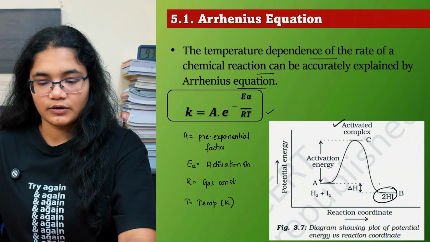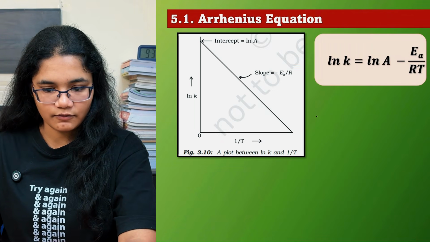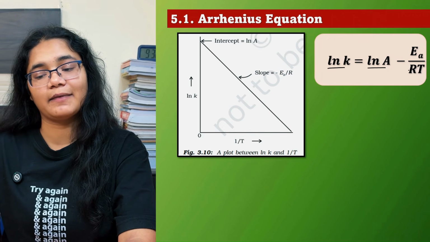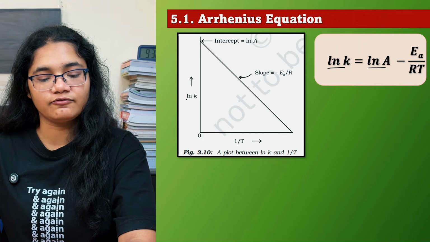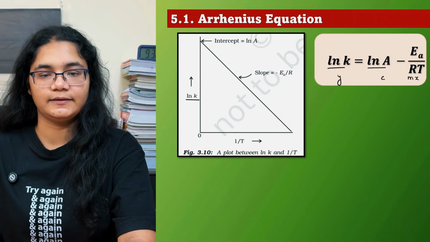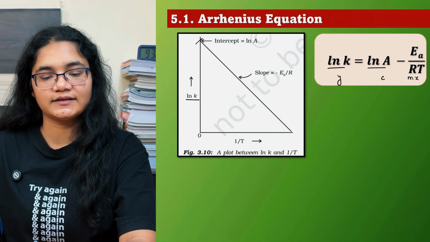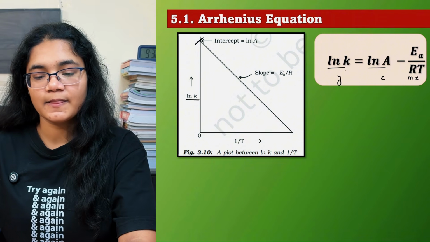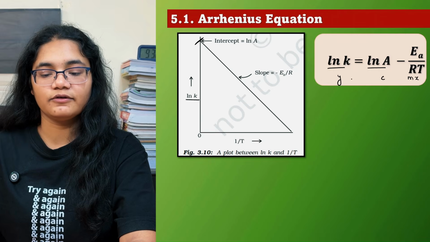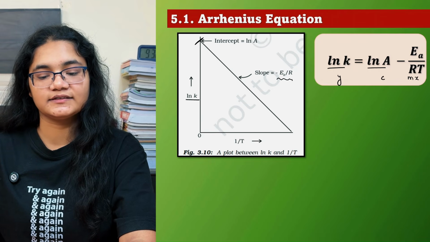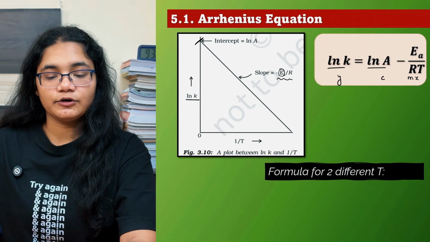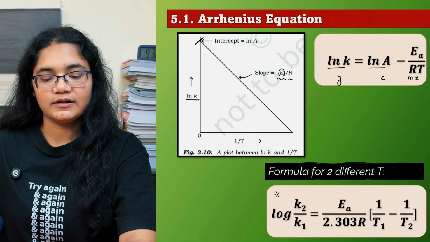Now we have this graph for the Arrhenius equation: ln k is equal to ln A minus Ea by RT. You can draw the graph for this one. This is y, this is m, x, and this is c. Here on the y-axis we have this particular intercept, ln A. Minus Ea by R is the slope, and from that we can calculate the activation energy. Next, for two different temperatures, numericals are mostly from here.